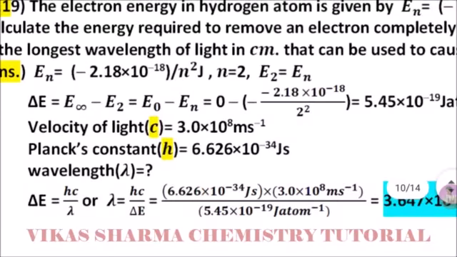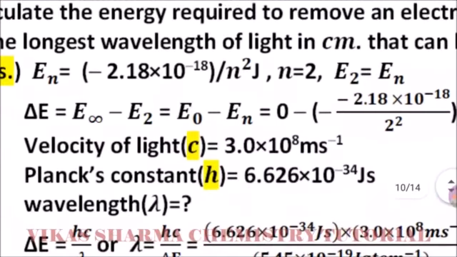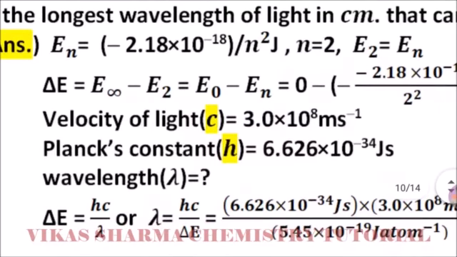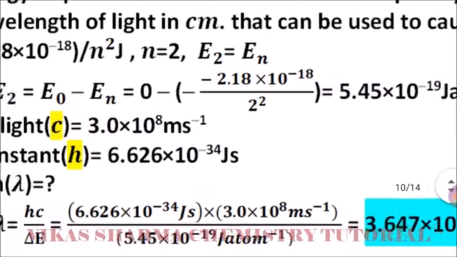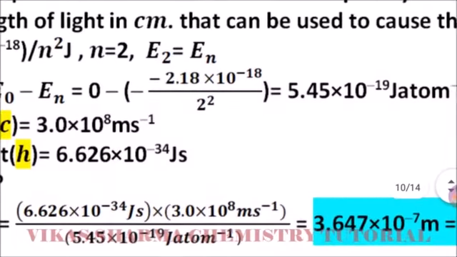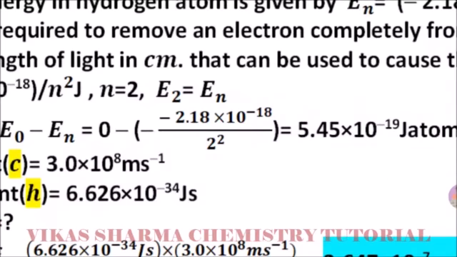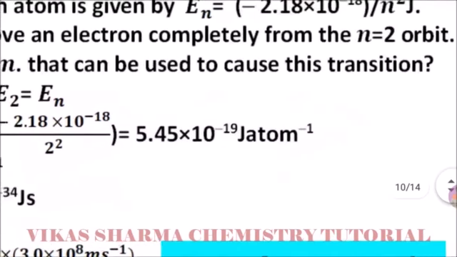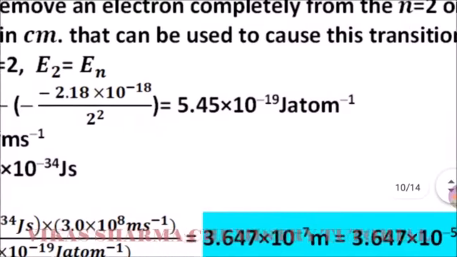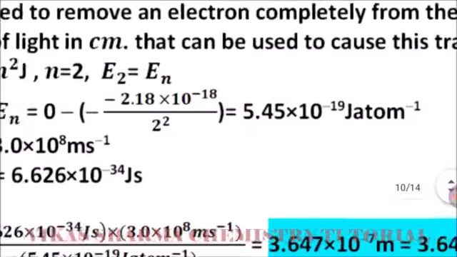So students, first we put all the values. En is equal to minus 2.18 × 10^-18 divided by n square joule. n value is 2, and E2 is equal to E1. So ΔE we know very well, E infinite minus E2, E0 minus E1. So 0 minus, we put the value of E2, it is equal to En, and En value is given minus 2.18 × 10^-18 divided by 2 square. So after solving this question, it is 5.45 × 10^-19 joule per atom.